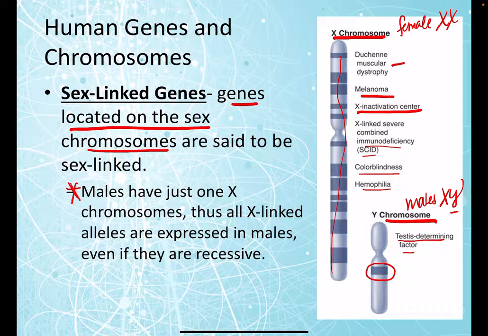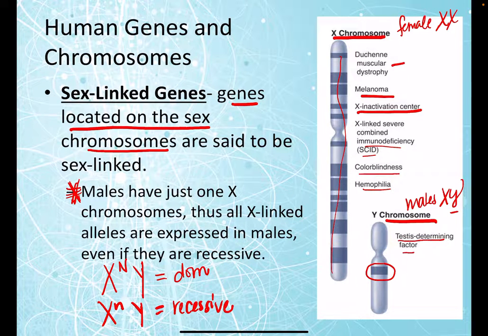Now, one thing that's super important that you understand about sex-linked genes is that in men, because they only have one X chromosome, if they have the dominant allele on that X chromosome, then they will have the dominant version of the trait, okay? So men would be like this, right? They would be X big N, Y, and they would show the dominant version of the trait. If they were X little n, Y, then they would show the recessive version of the trait.